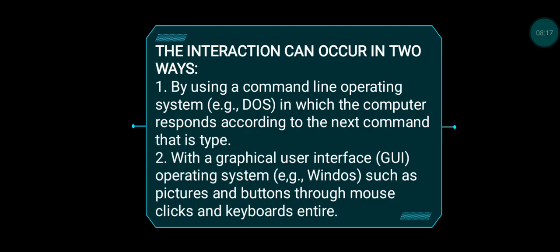The next one is the graphical user interface operating system, with pictures and buttons, through mouse clicks and keyboard entry. It means the users interact with visual elements like icons, windows, and buttons using a mouse and keyboard. An example is Windows. The users click on icons and menus instead of typing commands.